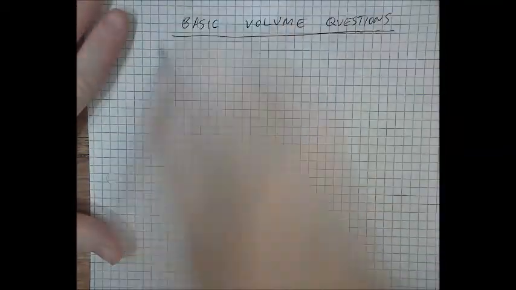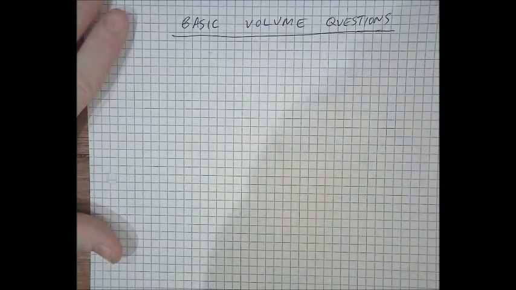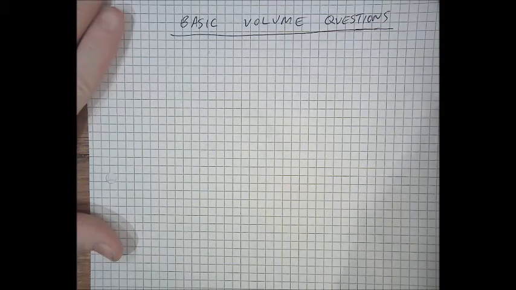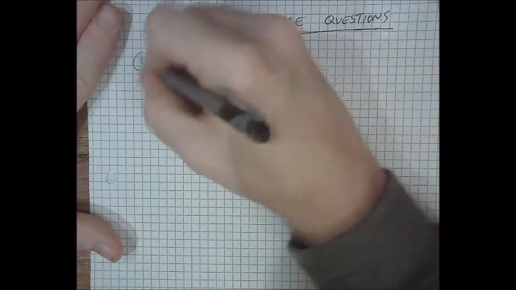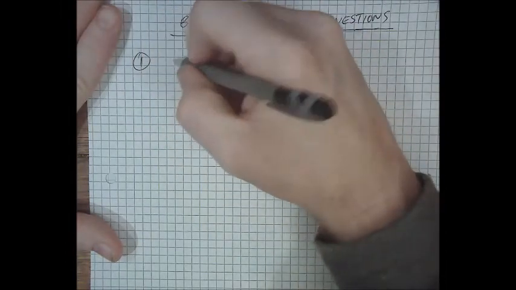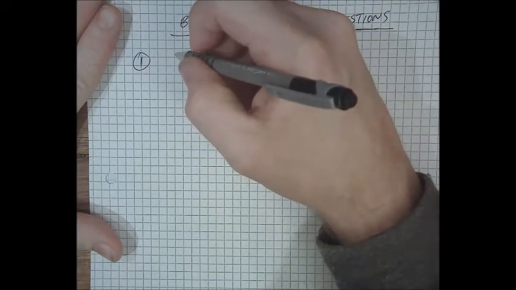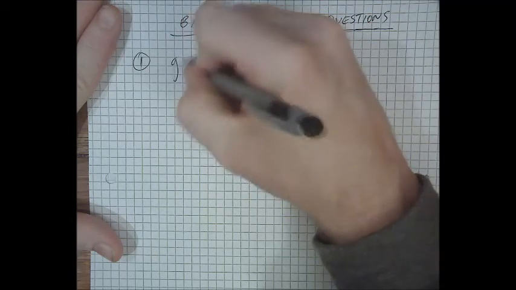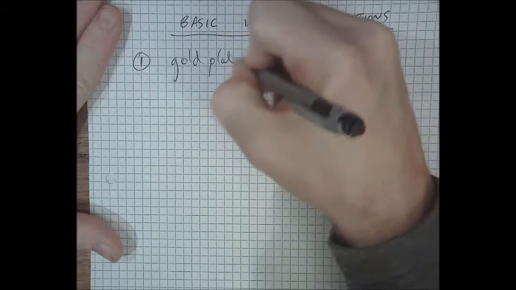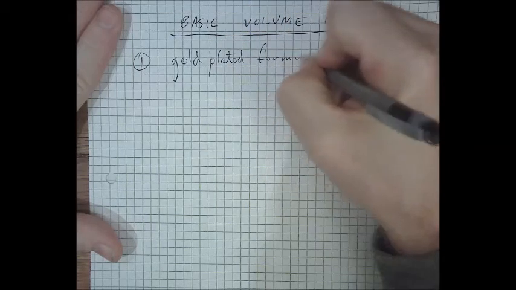Volume questions can be an example of a topic where you get very good at the tricky algebraic ones, but then lose your bearings on the really simple ones. Volume basically comes in two ways. One is gold-plated formulas that just give you the answer straight away.